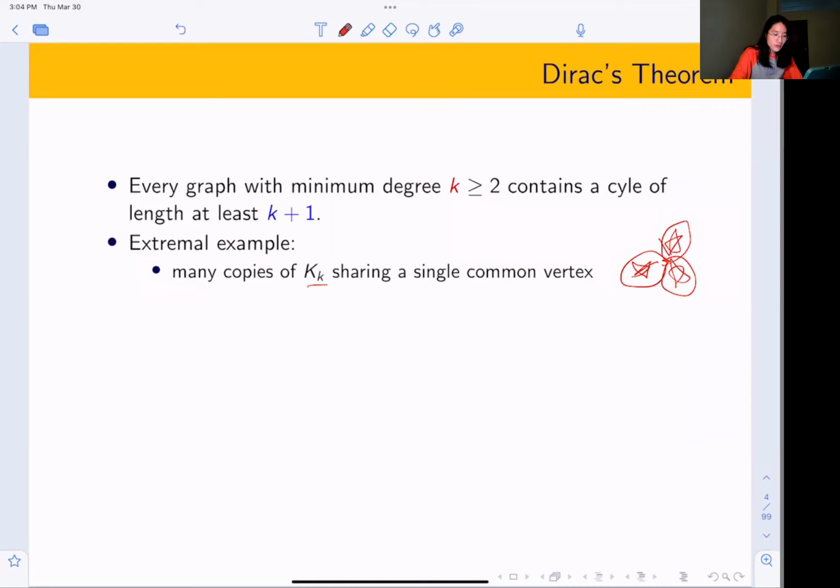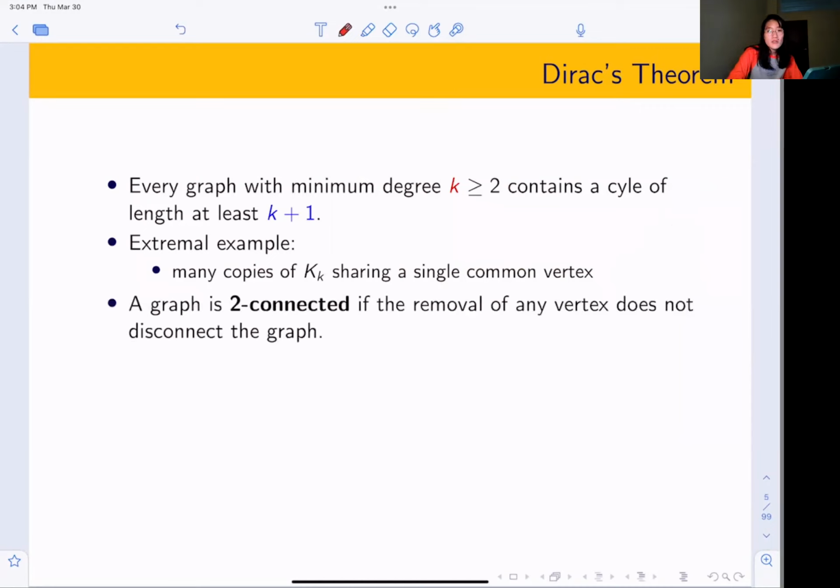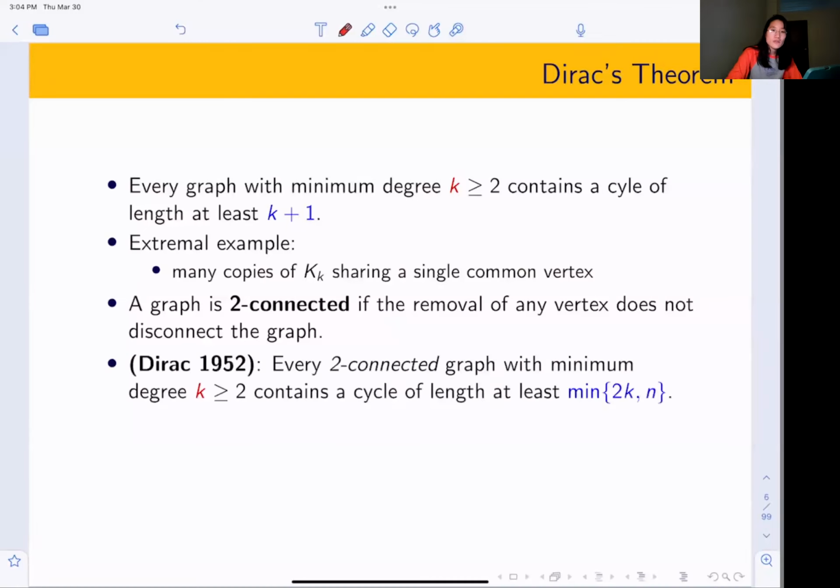And well, here we have a cut vertex. So we say a graph is 2-connected if the removal of any vertex does not disconnect the graph. So in other words, it doesn't have any cut vertices. So Dirac proved that if we require a graph to be 2-connected, so we get rid of this previous bad example, then in fact, we can do much better than a cycle of length at least k plus 1. We can guarantee one of length at least 2k, or in the case where n is very large, we can find a Hamiltonian cycle. So this is the main result that we're going to focus on today.